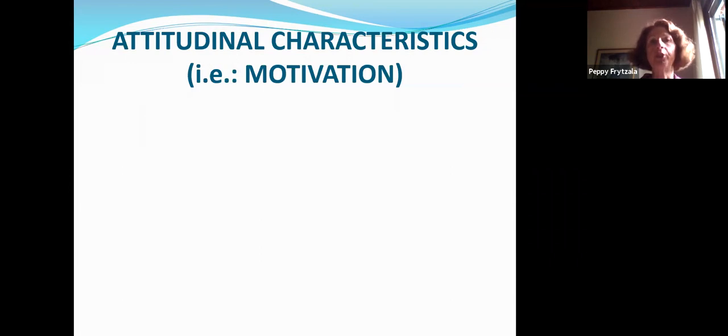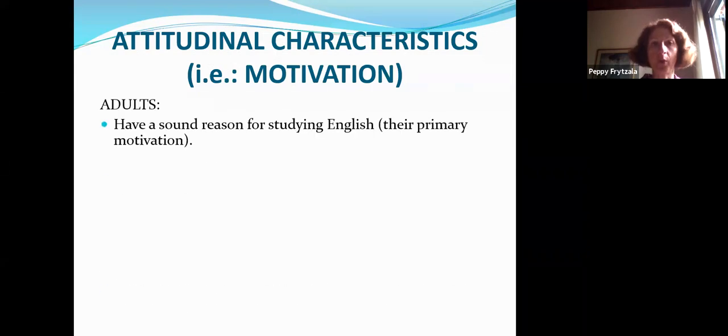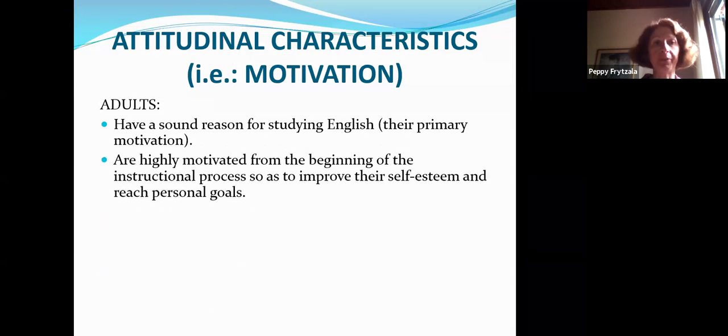Now, these were the cognitive characteristics. What about their attitudinal characteristics, and more specifically, what about their motivation? Well, this is where adults excel. They have a sound reason for studying English, and that is their primary motivation, be it for work or for studies or for mere pleasure. They know exactly why they want to study English. It's not because mom and dad say so.